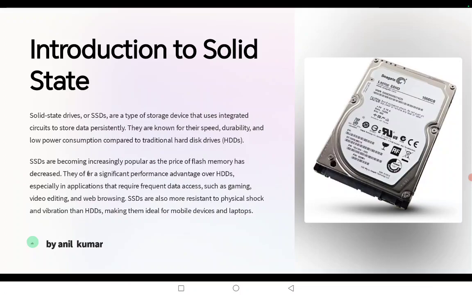Solid state drives, or SSDs, are a type of storage device that use integrated circuits to store data persistently. They use semiconductors. They are known for their speed, durability and low power consumption compared to traditional hard disks. SSDs are becoming increasingly popular as the price of flash memory has decreased. SSDs are also more resistant to physical shocks and vibration than HDD hard disks. So these are the uses of solids.